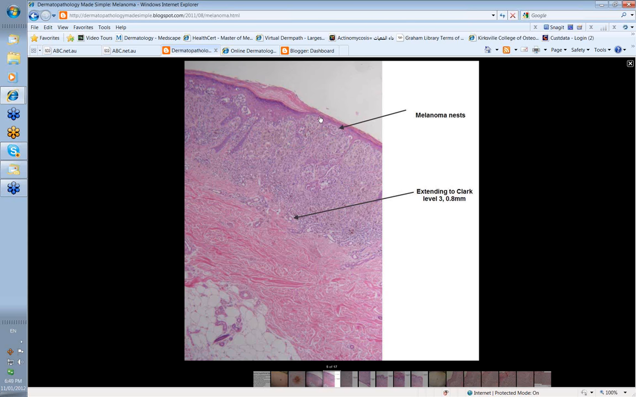And see how high these nests go here into this epidermis. The higher up they are like this, the darker, the blacker that area is going to be because of the melanin being closer to the surface. And you've got some individual cells here going up almost to the stratum corneum. You need to look more carefully at the base there.